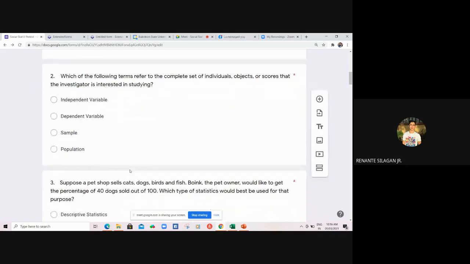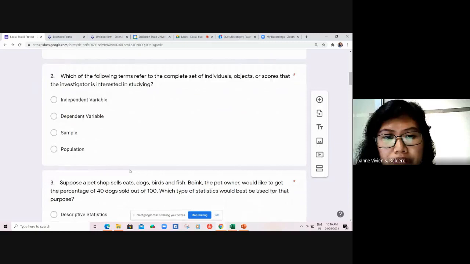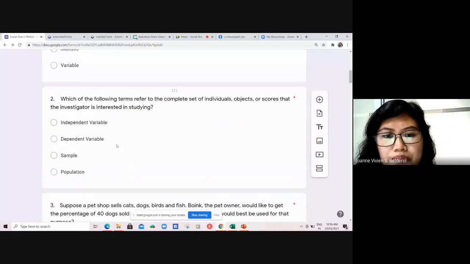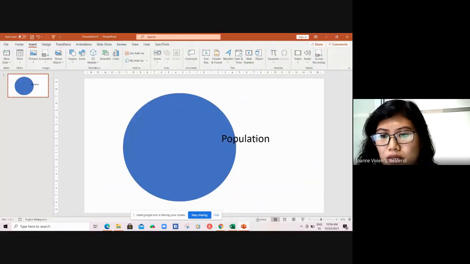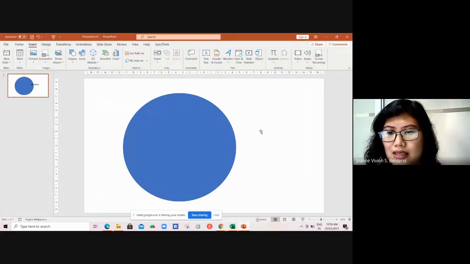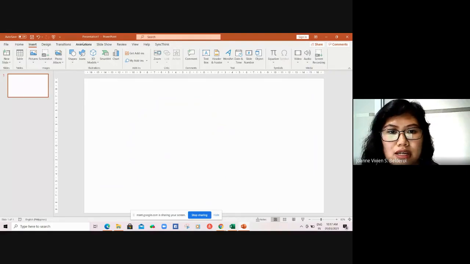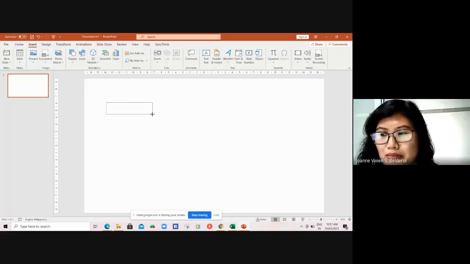Next, we have another pair of terms here, independent variable and dependent variable. Can you remember what's the difference between the IV and the DV? What is the difference?